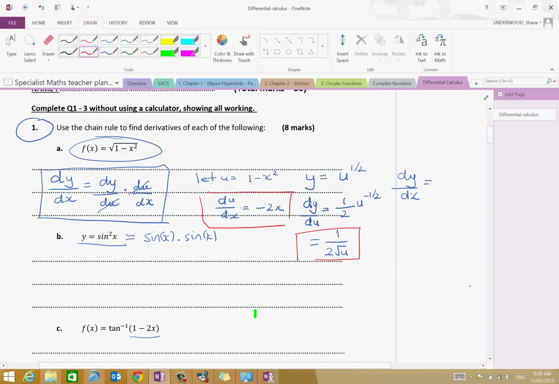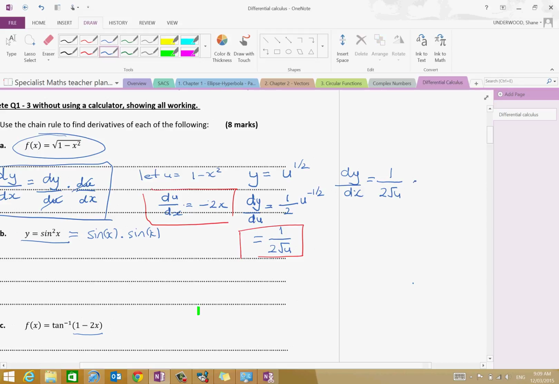But remember what u is. We've made u equal something, and we've used the chain rule to make our life easier. So that is 1 over 2 root u times minus 2x. But that's not technically right because we should be replacing u with something else. And that u is 1 minus x squared. So therefore we've got minus 2x over 2 square root of 1 minus x squared. And that's your answer.